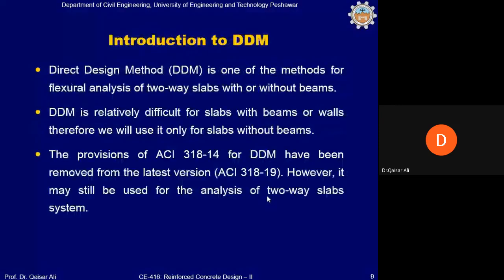Okay, the direct design method, as I said earlier, is one of the methods for flexure analysis of two-way slabs with or without beams. DDM is relatively difficult for slabs with beams or walls. Therefore, we'll use it only for slabs without beams.